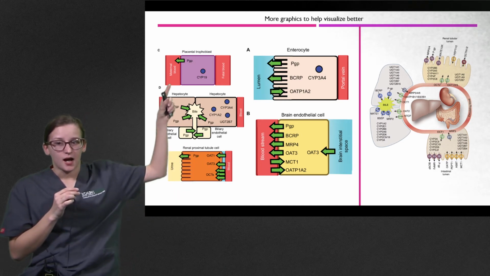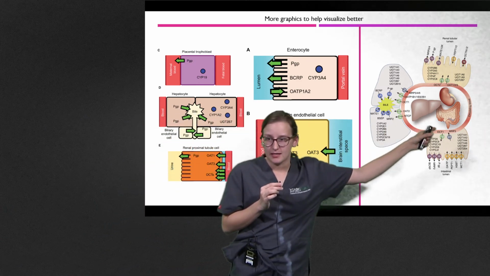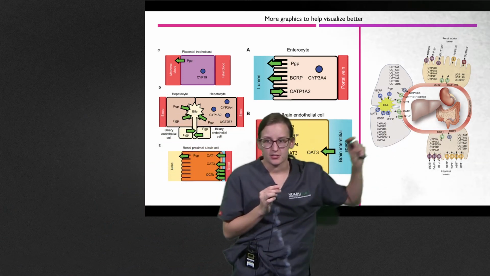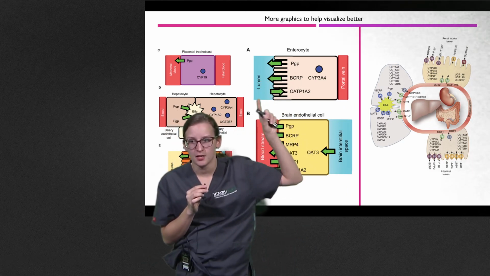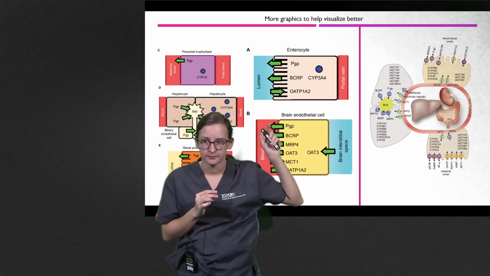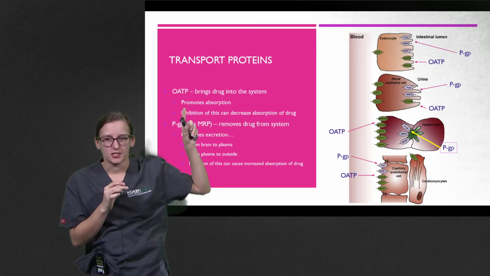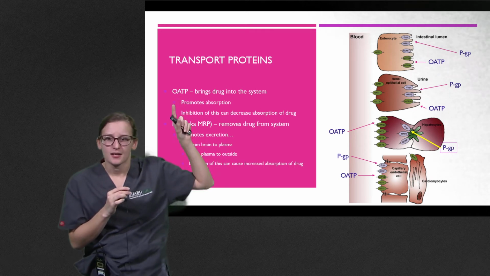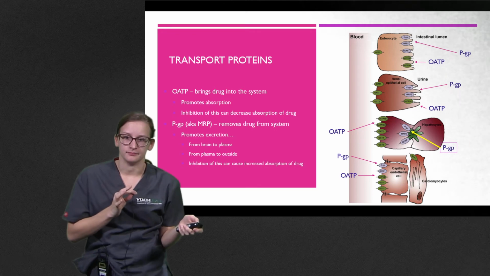So here's a more comical one, and here's the liver, kidney, and then the small intestine, large intestines here. But same process. Here's where the arrow is pushing out if it's PGP, OATP is being pushed in. And just remember that OATP can bring in a variety of drugs. I want to say that was anionic, but it can bring a lot of things in, not just anionic drugs.